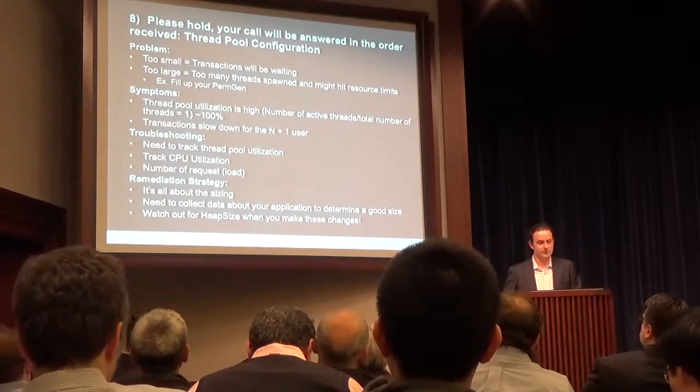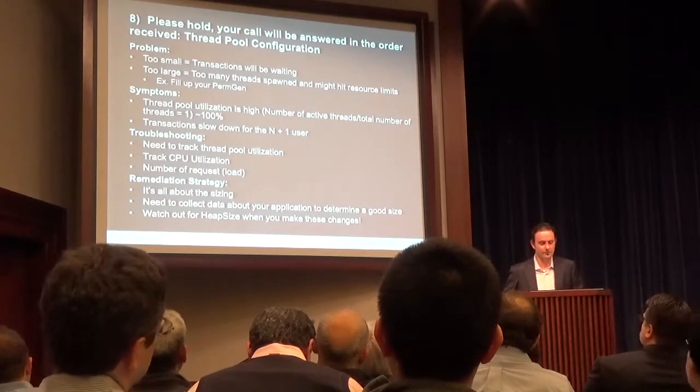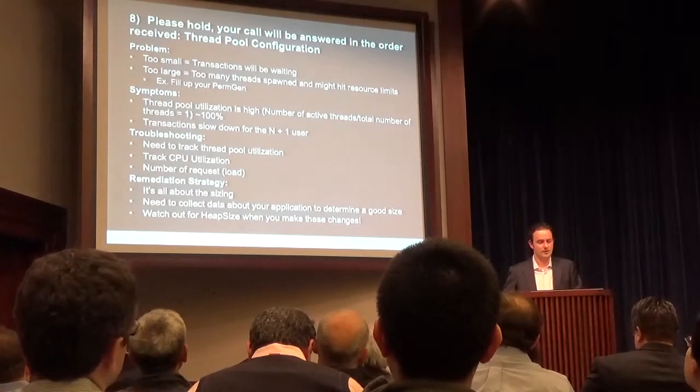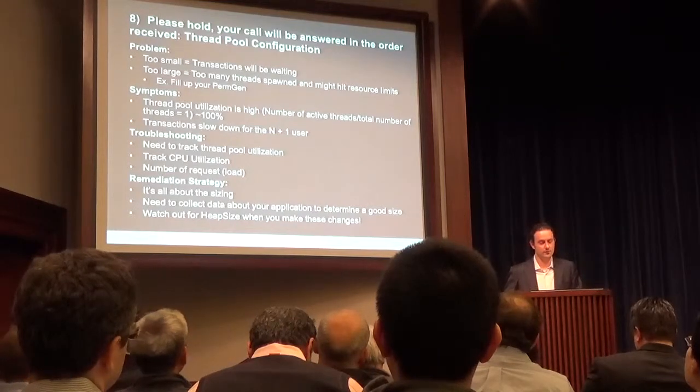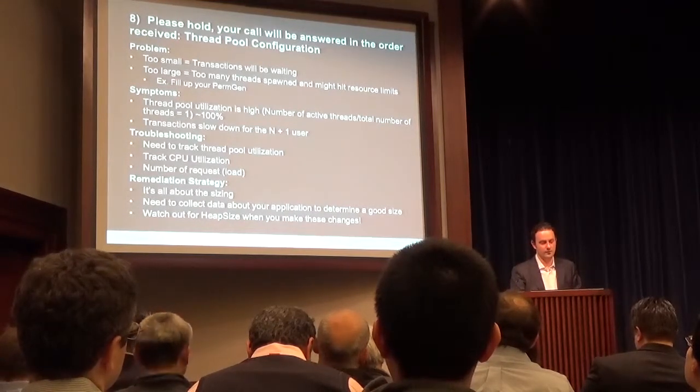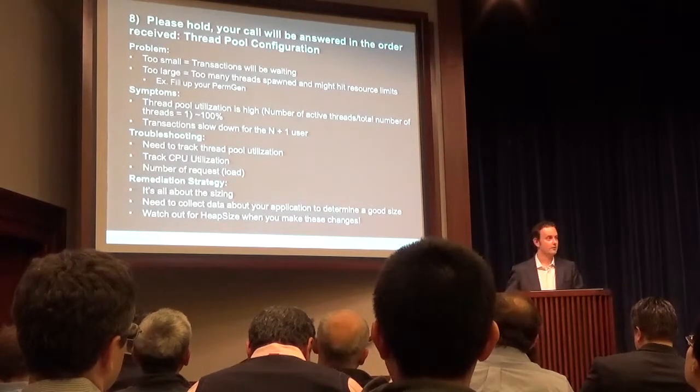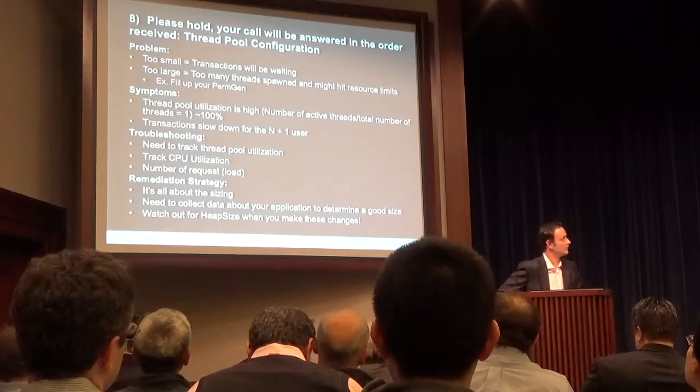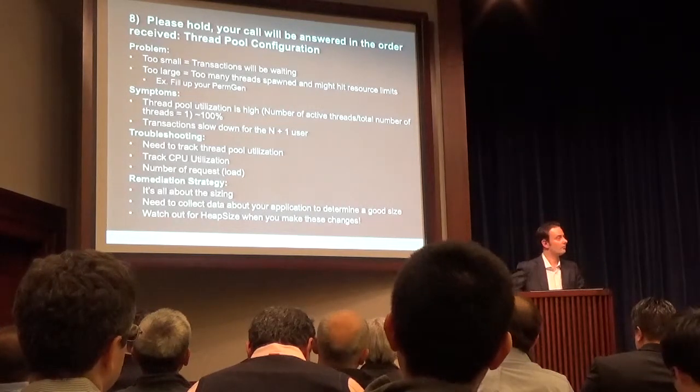The symptoms obviously are the thread pool utilization is really high, especially the ratio is up to 100%, and your transactions start slowing down. Users start complaining. That's really typically a good example of that. The answer to that is you have to track this metric. You have to track synchronization, and in some cases you have to track the response time and then track it against each other, right? And just figure out where it comes from.